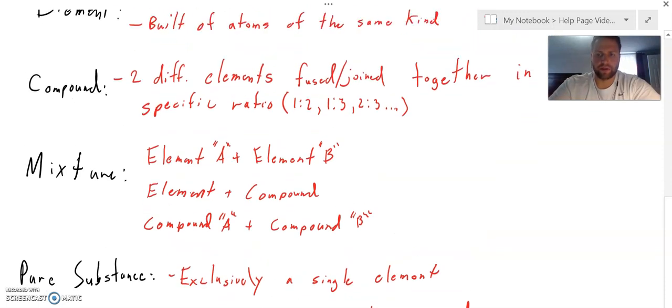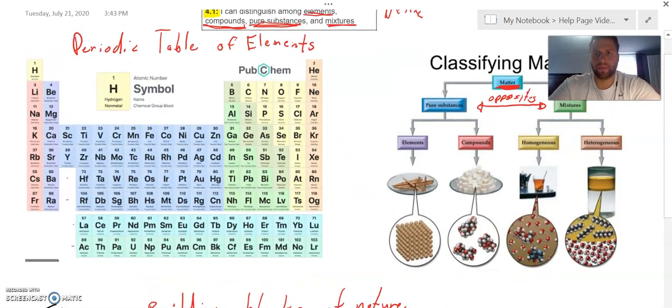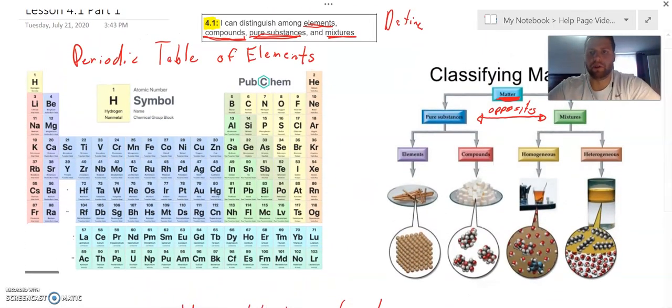So as we look at our classifying matter flowchart, something we didn't talk about yet is the difference between homogeneous and heterogeneous. So again, a mixture is either two different elements combined, an element plus a compound, or two different compounds combined. And homogeneous and heterogeneous has to do specifically with the visual look of how these things combine.